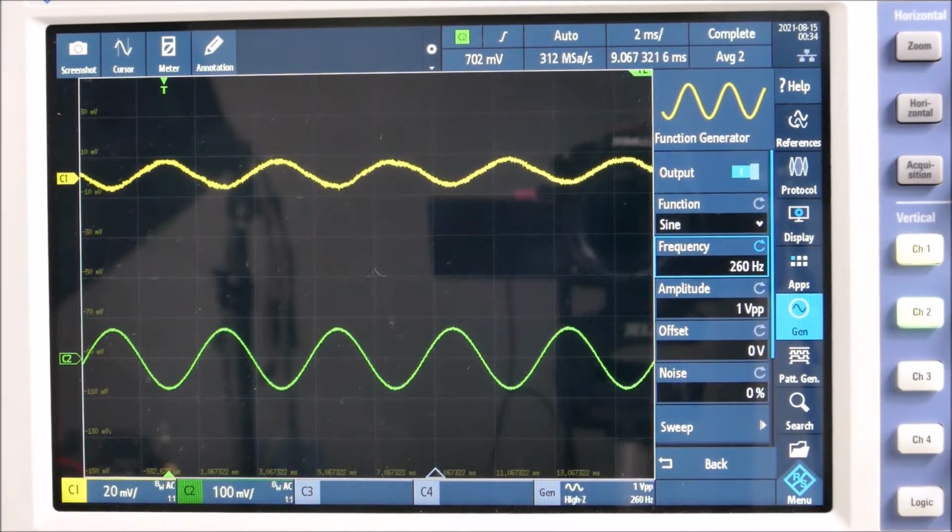Here we are at 250 Hertz, which is where the microphone signal has dropped or cut down in half, and it's showing that the speaker response is dying off at 250 Hertz.